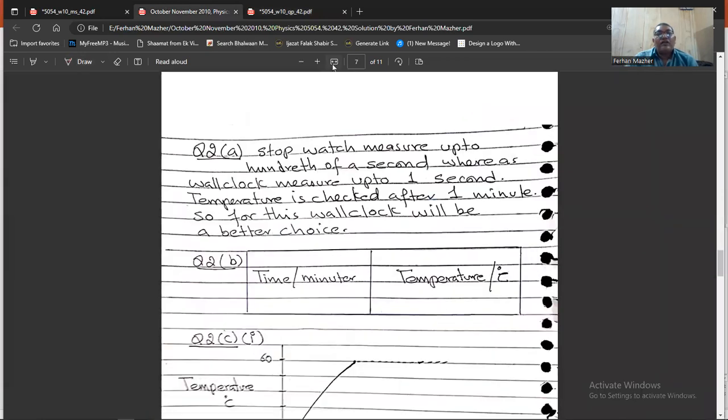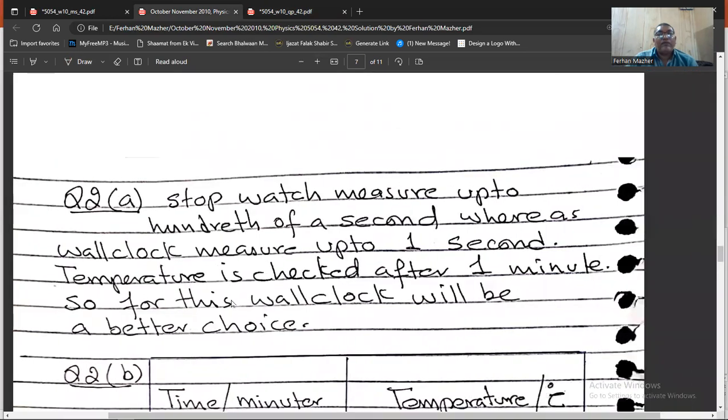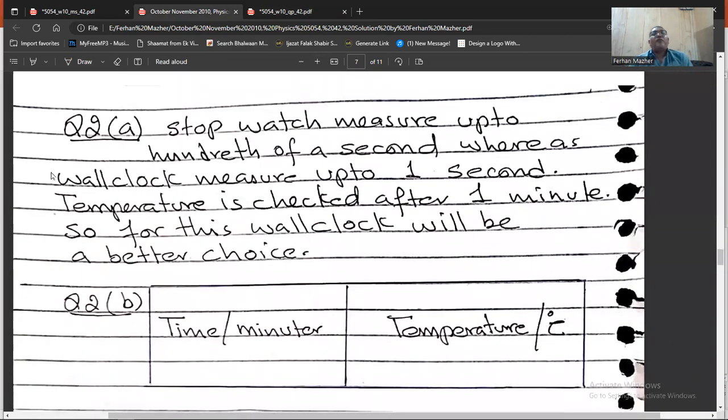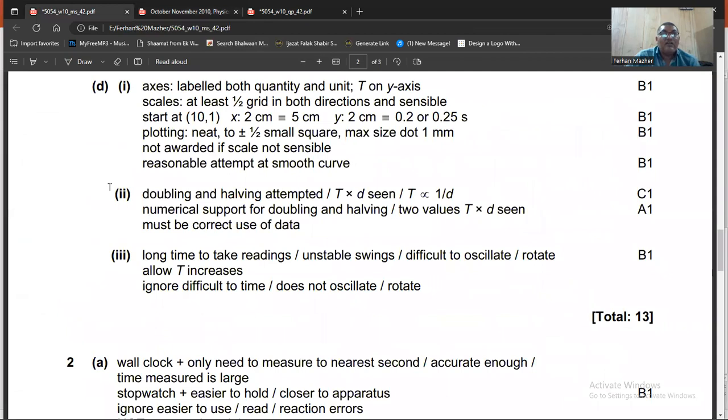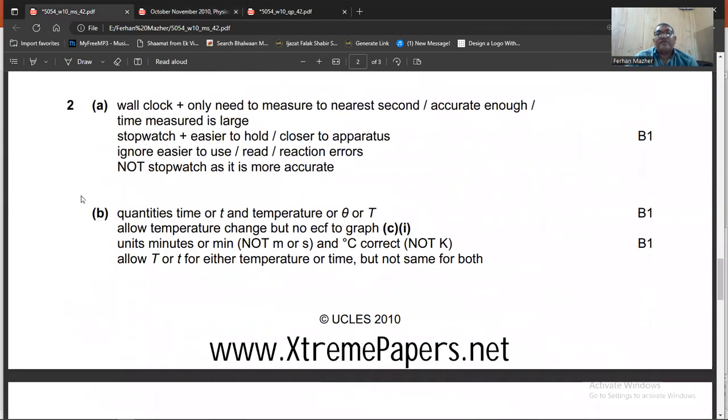So let me read you my answer, which I wrote. Then we will check it from the marking scheme also. Stopwatch measures up to 100th of a second, whereas wall clock measures up to 1 second. Temperature is checked after 1 minute. So for this, wall clock will be a better choice, because we don't need that sensitivity.